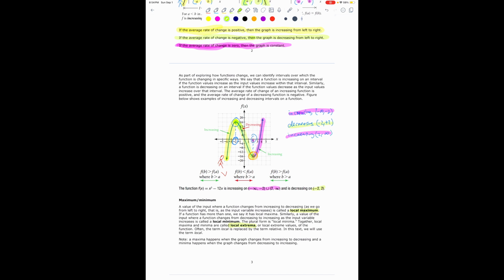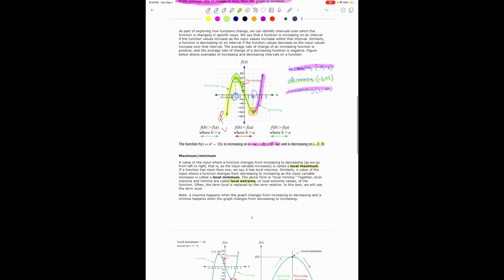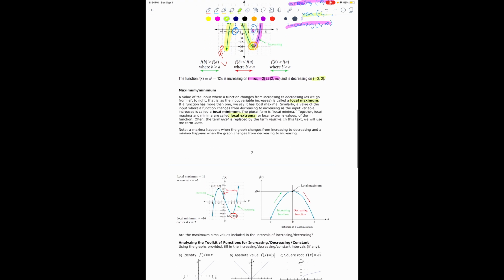Often, the term local is replaced by the term relative. So you can hear also people say relative maximum and relative minimum, meaning the same thing, which is a local maximum or a local minimum. In this text, we will use the term local. Note that a maximum happens when the graph changes from increasing to decreasing, and a minimum happens when the graph changes from decreasing to increasing. So here is another illustration, as you can see here. So when we talk about the local maximum and minimum, we name the maximum and then the location of the maximum.